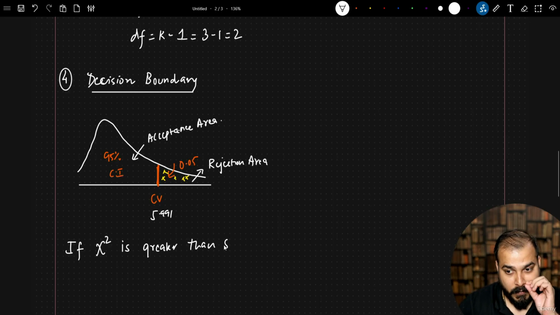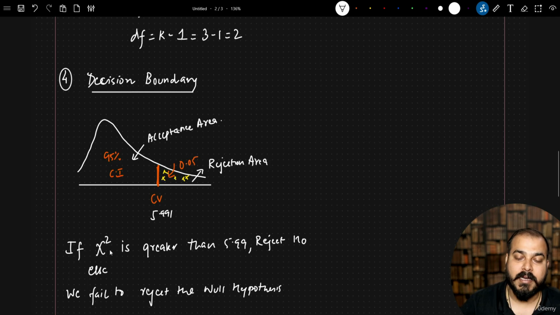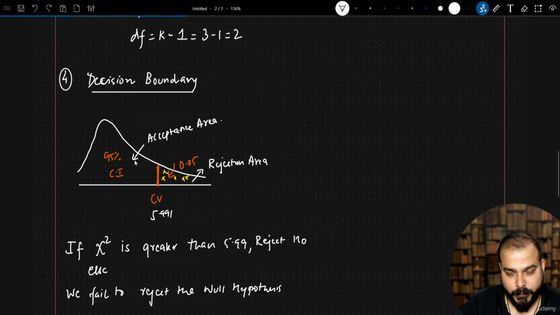Now I can make an assumption that if my chi-square test statistic is greater than 5.99, we reject the null hypothesis, else we fail to reject the null hypothesis. So if I get a chi-square statistic greater than this critical value, 5.991, then we reject the null hypothesis because we are coming to this extreme end. This area is the acceptance area.